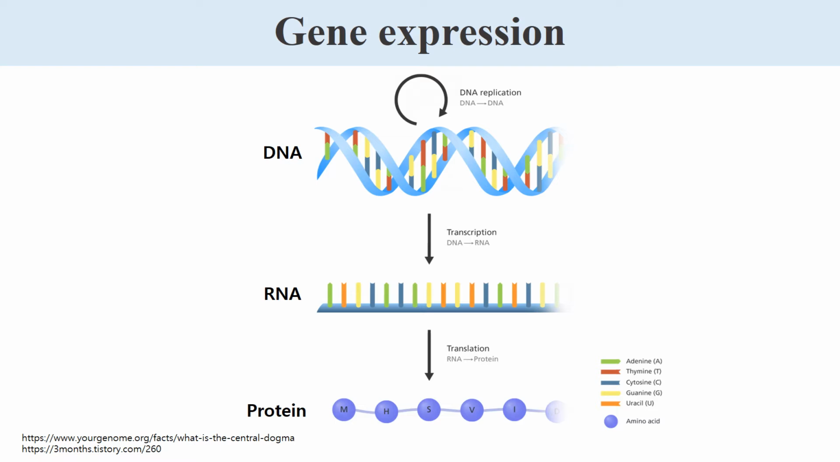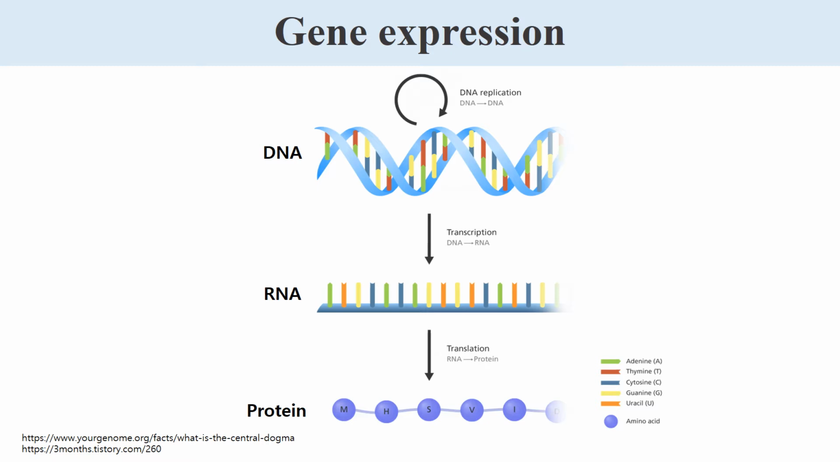In simple terms, the process of making RNA from DNA is called transcription, and the process of making protein from RNA is called translation. Genes are units of function in DNA and encode proteins, which determine the function of cells.